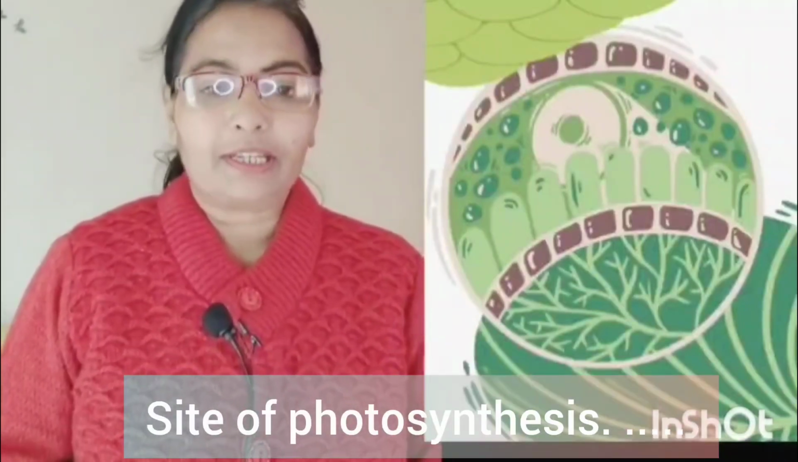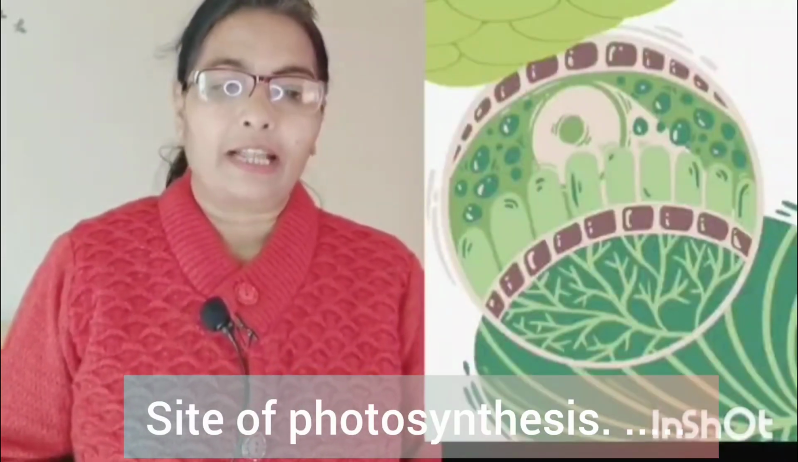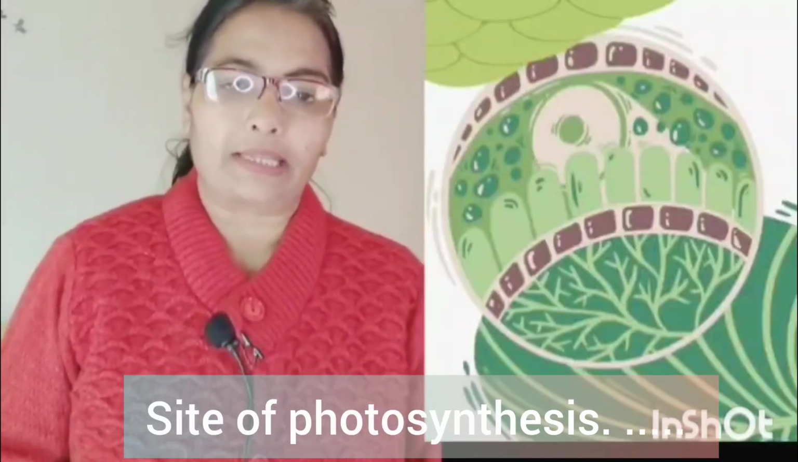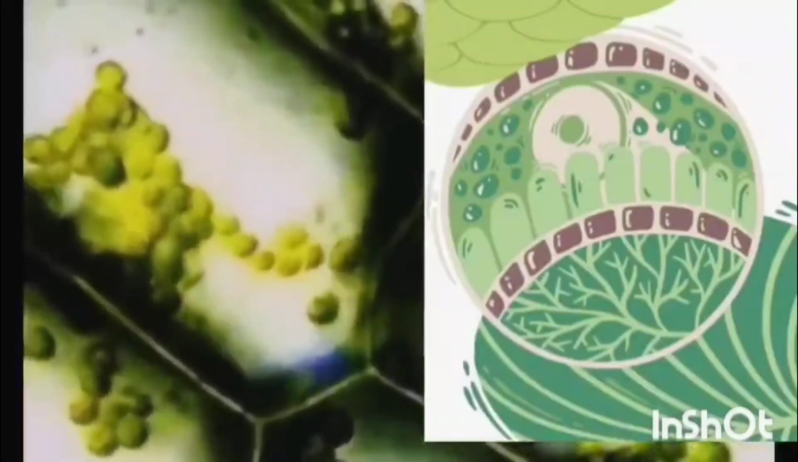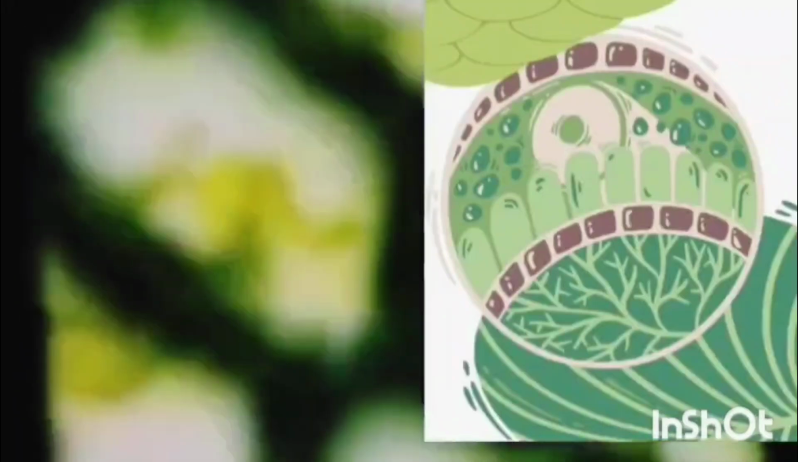Hello, welcome student. Today we learn about the site of photosynthesis, that is, the structure of chloroplast. In green plants, in the cell, plastid is present. Plastid is the site of the photosynthesis reaction. Photosynthesis occurs in a special type of apparatus called plastid.